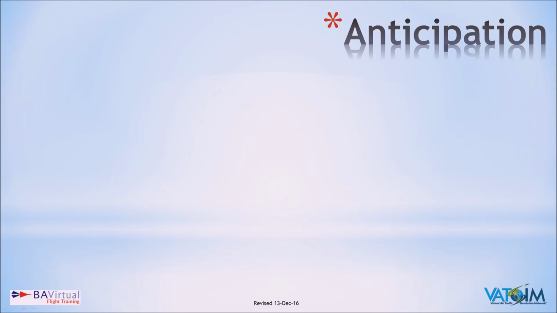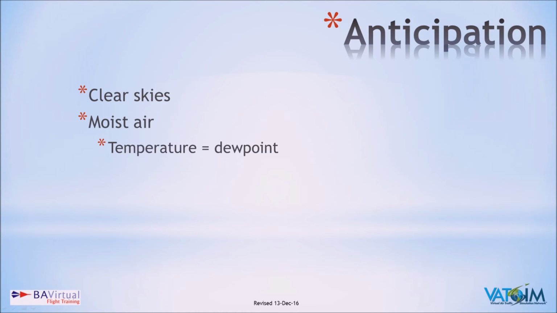Three conditions are required for the formation of radiation fog: clear skies, moist air recognizable by the fact that the temperature is near the dew point, and a light wind of 1 to 5 knots. A light wind is required to gently mix the air and enable the fog bank to deepen.